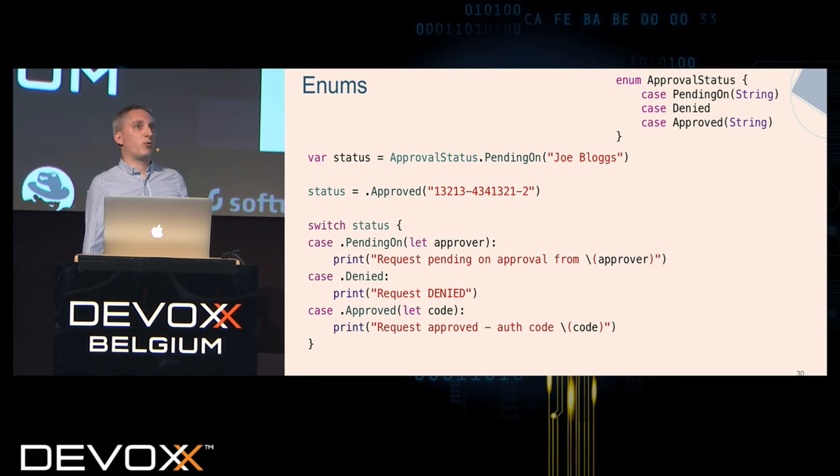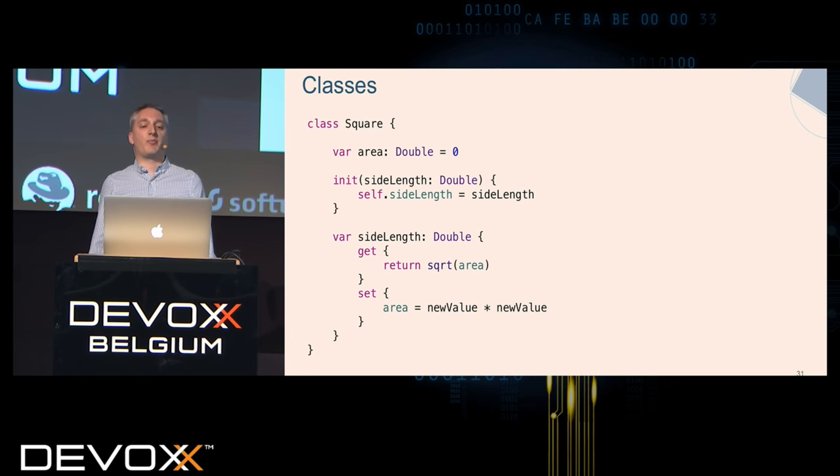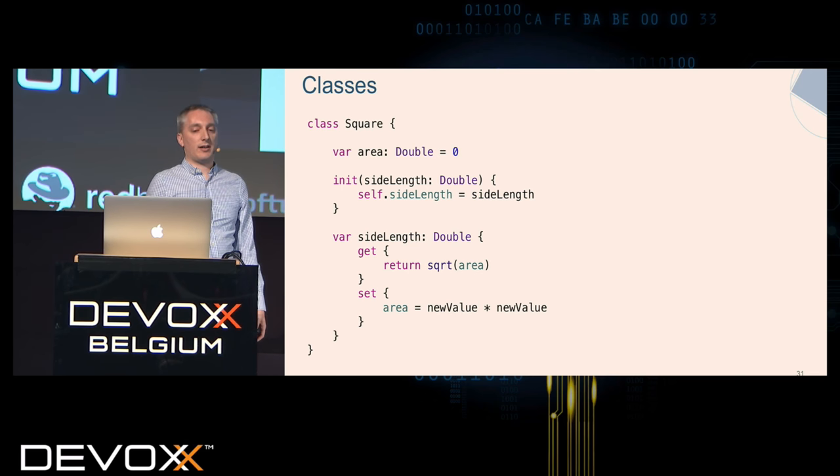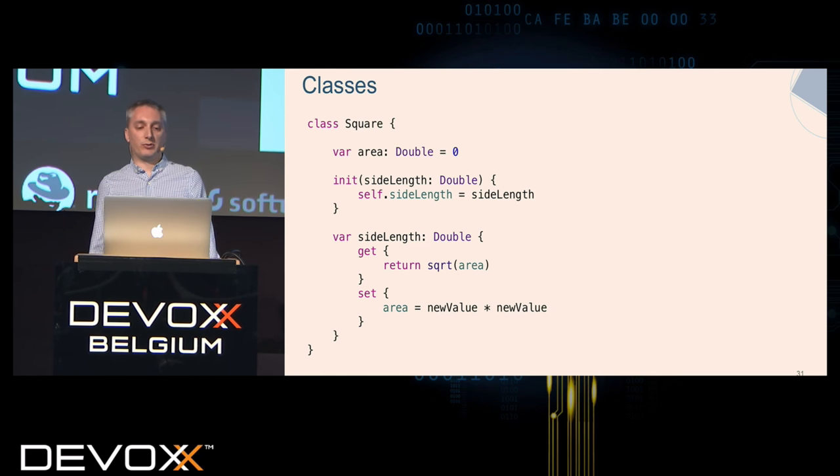So I said it had structs which were passed by value. It does also have classes which are passed by reference, as you would expect. So here's a class which has one instance variable called area. Here I'm creating an initializer, which is basically a constructor for setting that up. And then I've got a variable here known as side length, which has getters and setters, which is kind of nice. New value there is a bit of magic. Whatever I'm setting it to comes in as something called new value. You can give it another name if you want to.